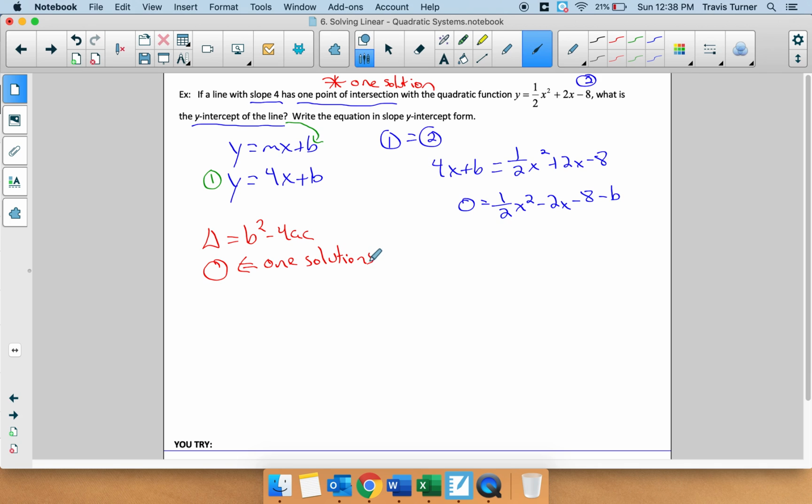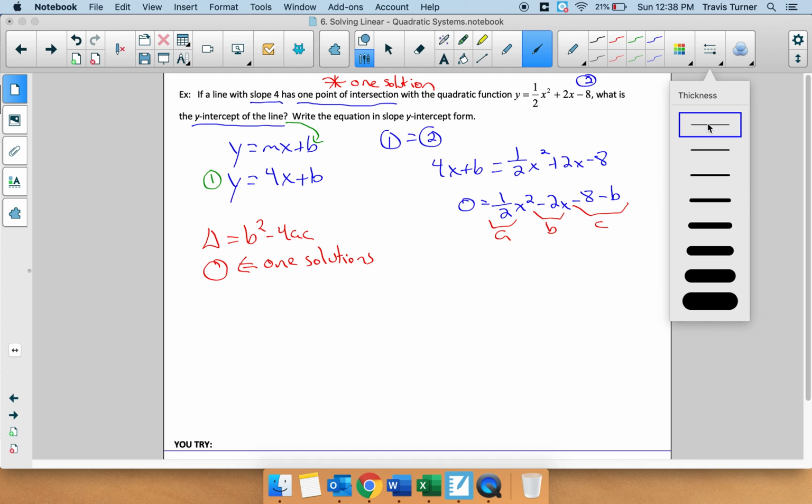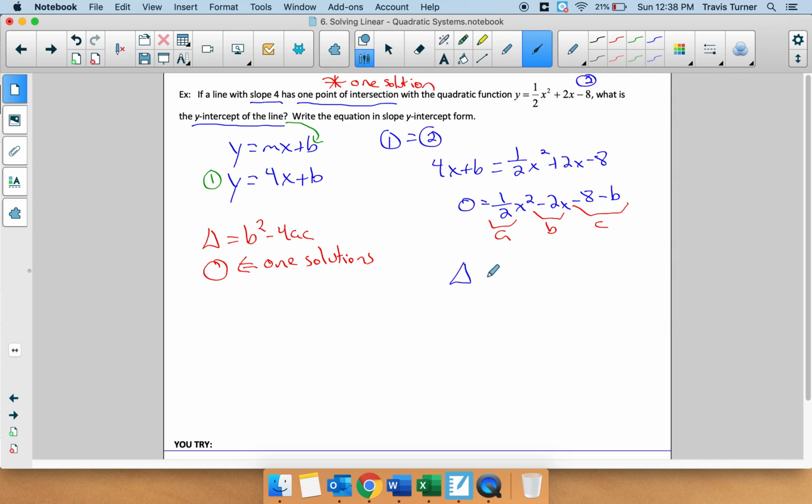And that's from a few classes ago. So if I think of this as A, B, and C, I can use the idea that they're intersecting once in order to sub into my discriminant. So my discriminant, just a reminder, is b squared minus 4ac. If I sub this all in, I've got minus 2 squared minus 4, and then a is 1/2. And then I've got this expression for c, which is minus 8 minus b. But I know that it's equal to 0.